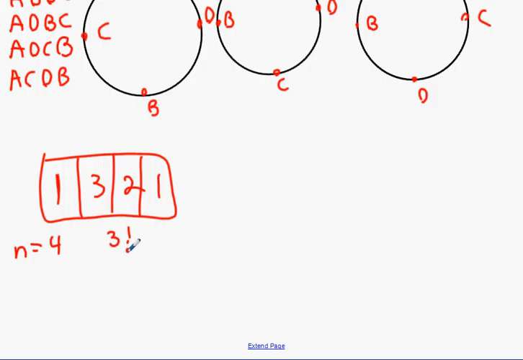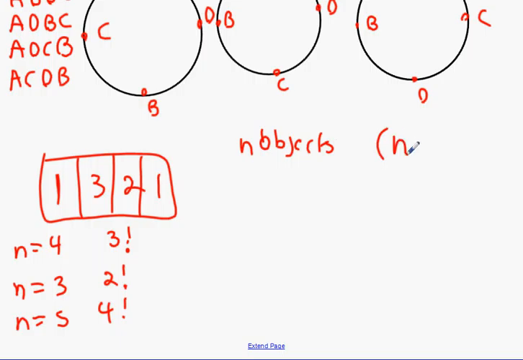Does anybody remember the answer for when we had 3 dots? 2 factorial. Can anybody in the class make a prediction on what you think the answer for n equals 5 will be? 4 factorial. That's correct. When n equals 5, the answer is 4 factorial. Could anybody tell me what the result will be if we have 100 dots that need to be arranged in a circle? 99 factorial. And finally, if we have n objects, there you go. n minus 1 factorial.